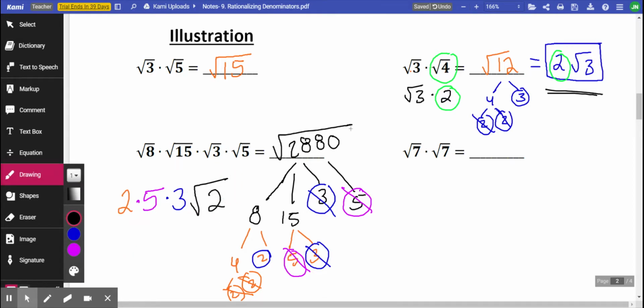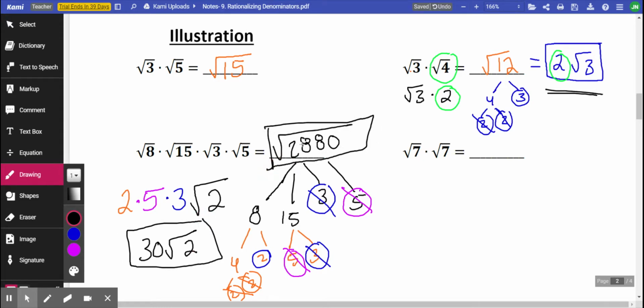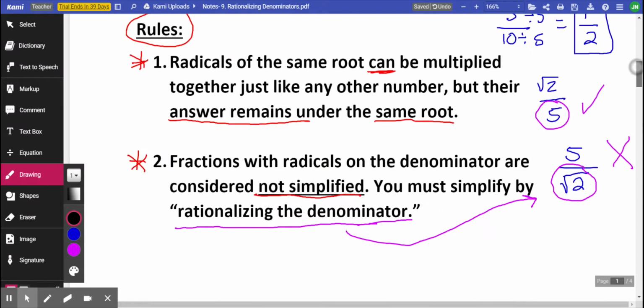Even though this is still correct, the answer is the square root of 2,880. We can simplify this a little more by simplifying the radical and multiplying everything together at the end. So 5 times 2 is 10. 10 times 3 is 30. So the final answer is 30 square root of 2, which is the exact same thing as the square root of 2,880. Okay, now that we've done a problem this crazy hard, or long, I should say, just to illustrate rule number 1, right?